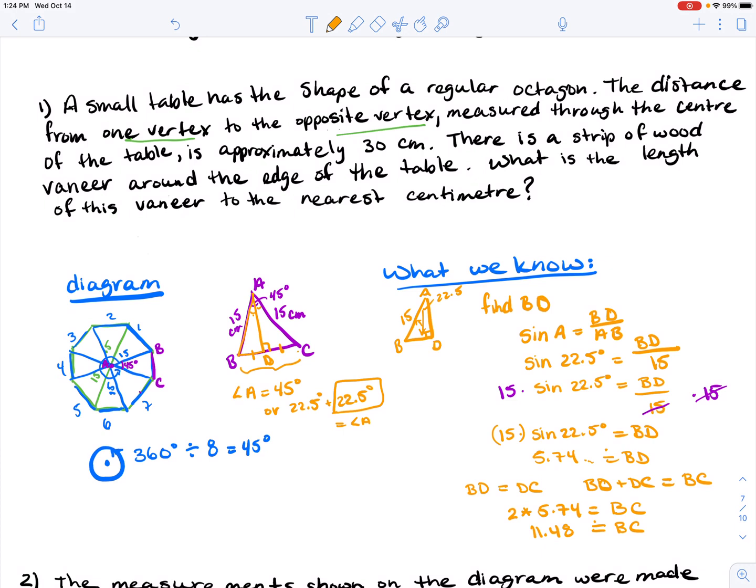That equals BC. And for the total veneer, I need to multiply BC times 8 because there are 8 sides. So I need 7 more of them. So if I look at it, 8 times 11.48 will give me the total veneer, which is equal to 91.844, and so on. So again, I can approximate it to 92 centimeters.